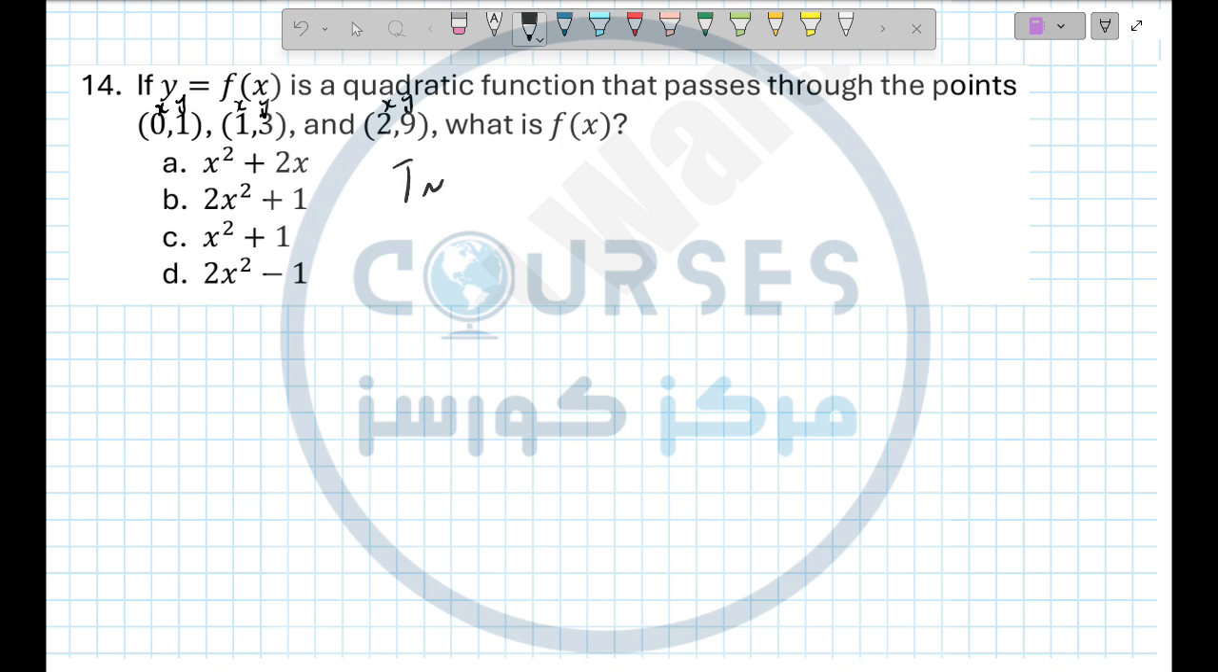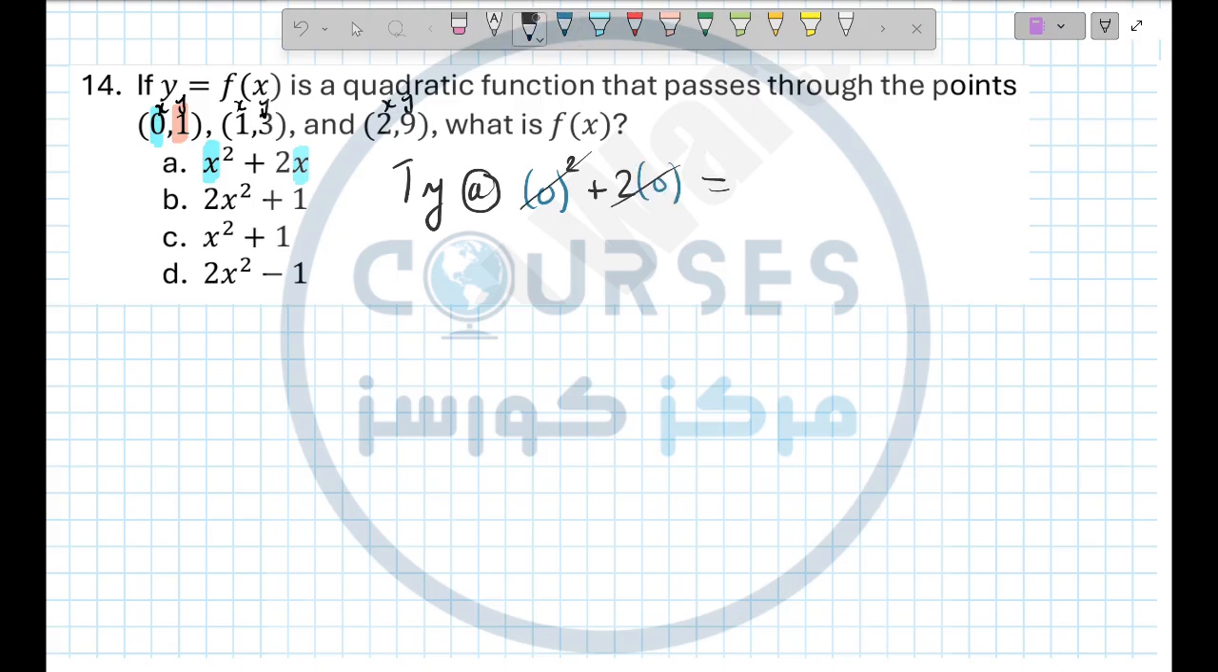How so? Let's try a, for example. In a, we're gonna replace each x with 0 and see if it will give 1 or not. So let's replace each x with 0. So that's gonna be 0 squared plus 2 times 0.